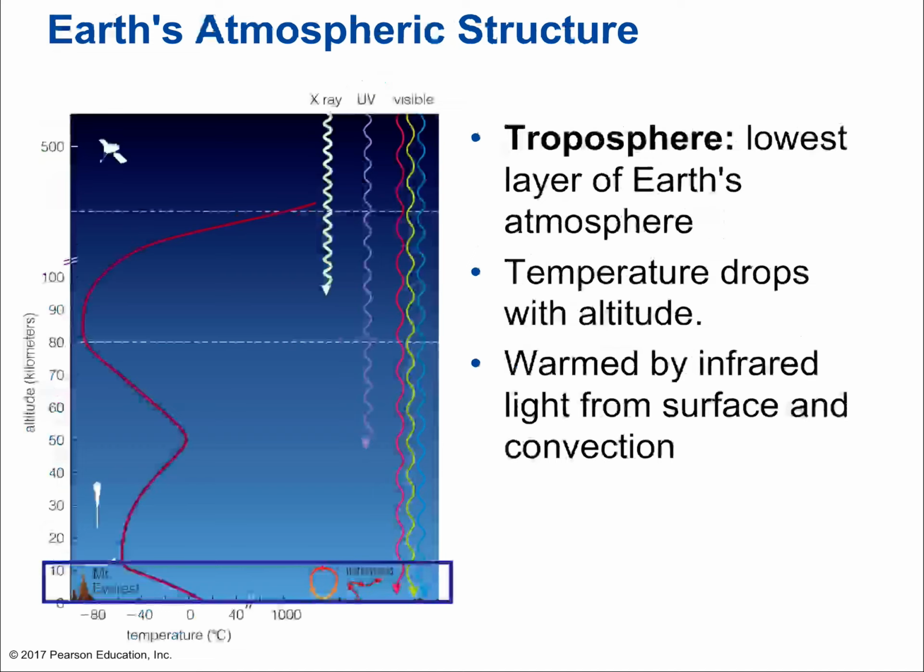Okay, temperature drops with altitude. It is warmed by infrared light from the surface and convection. So all the warmth in this dense part, because this is by far the densest part of the atmosphere, all the energy here is actually coming up from the surface, and then moving around through convection, through these big wind processes, high pressure and low pressure regions, air pushing up and falling down and so on, okay?